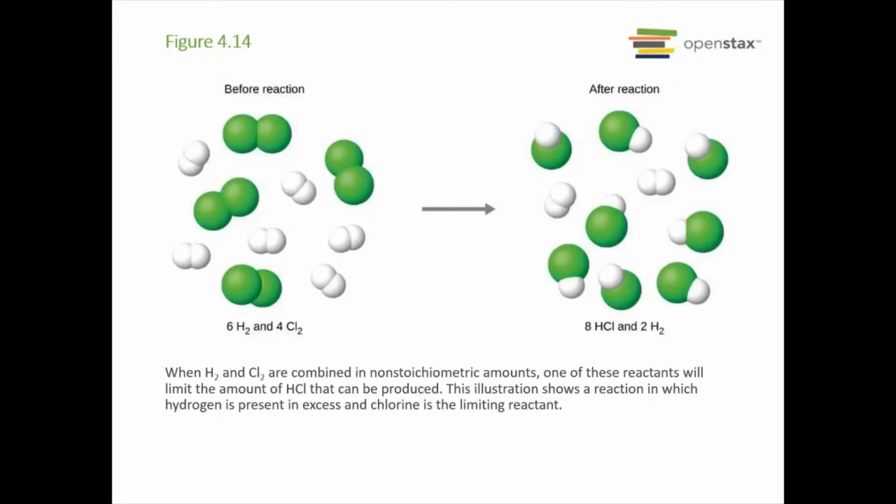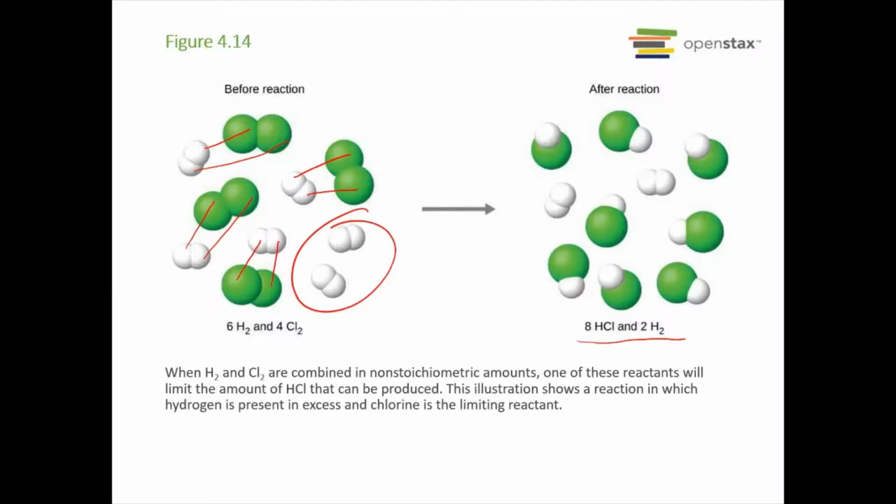And then here's just a picture to show you. If we have, in this example, 6 hydrogen and 4 chlorines, they're going to combine and end up making 8 HCl's and 2 leftover hydrogens. We can see hydrogen and a Cl, hydrogen and a Cl, and so on. Everything has been used up. All the chlorines are used up.